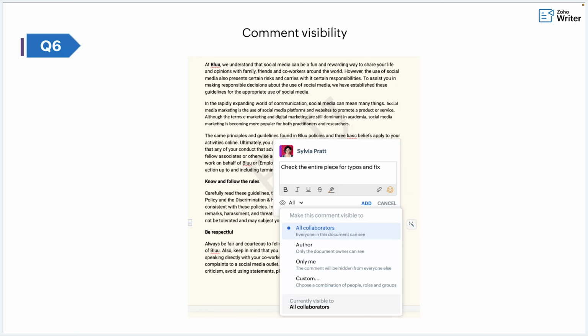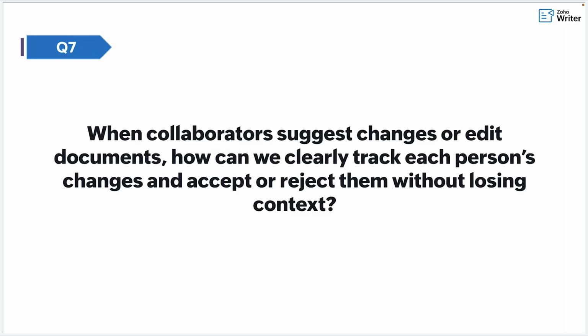So now, here's another very important question that comes up during collaborative editing. When collaborators suggest changes or edit a document, how can we clearly track each person's changes and accept or reject them without losing any context?